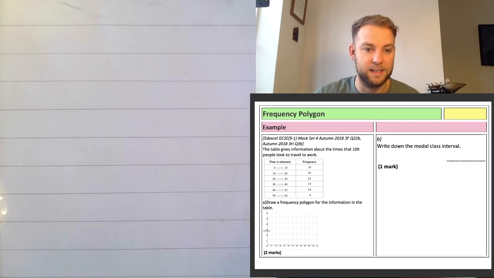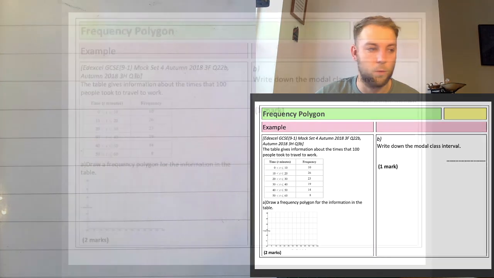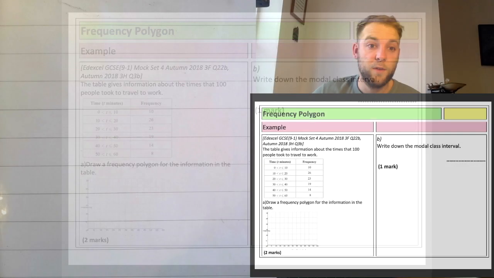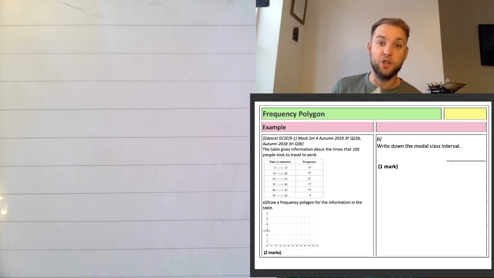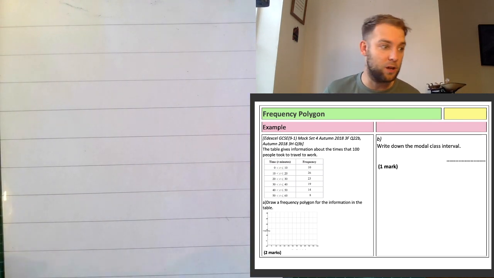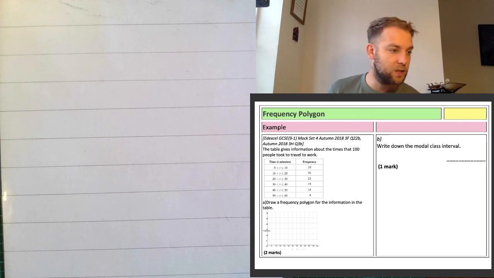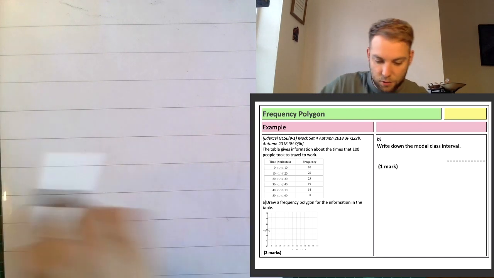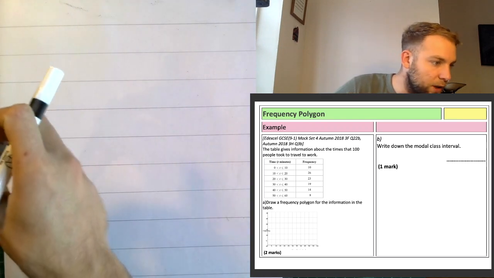Now I'll make this big so you can see it, because I want you to have a go at drawing this table at the bottom. If you've got square paper, I'm going to suggest that you do it on that. I'm going to do it on this line paper to show you that it can be done on line paper. So the things we need to think about with this frequency polygon are, let's do our axes first of all.